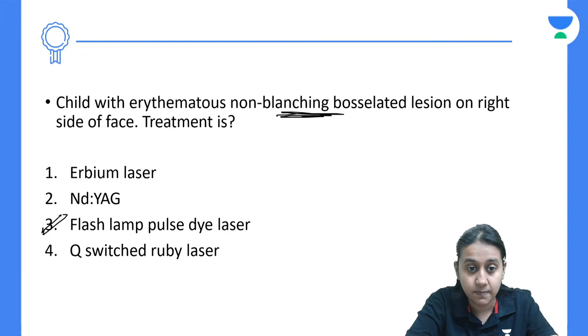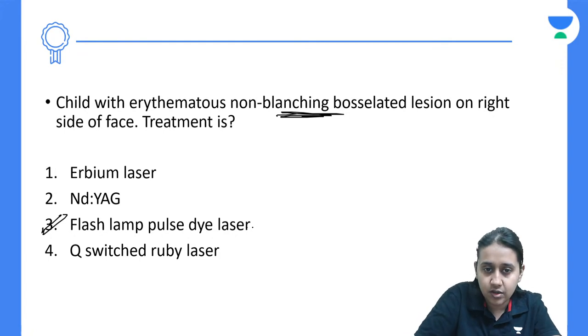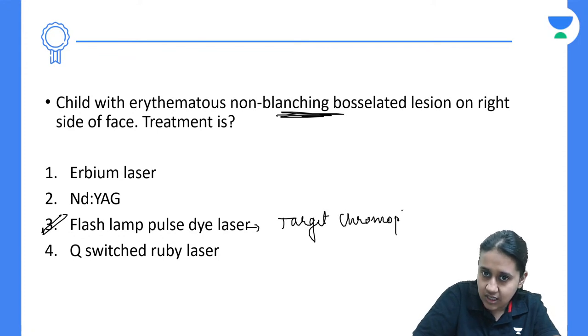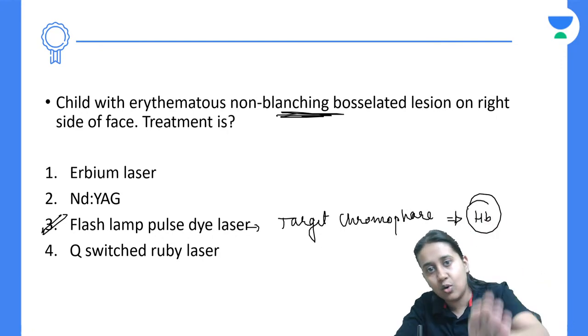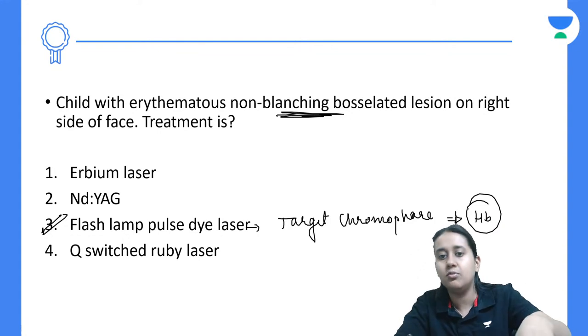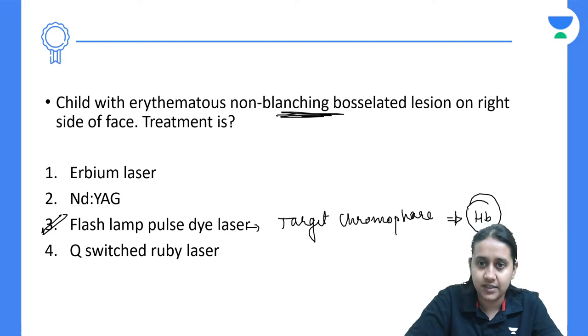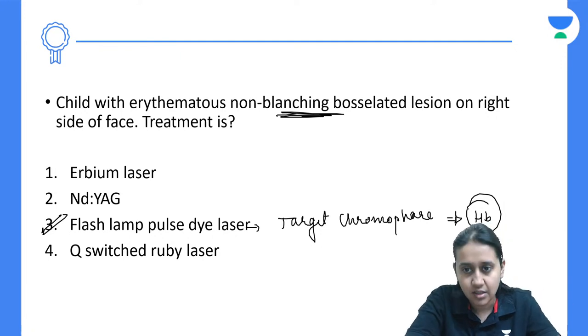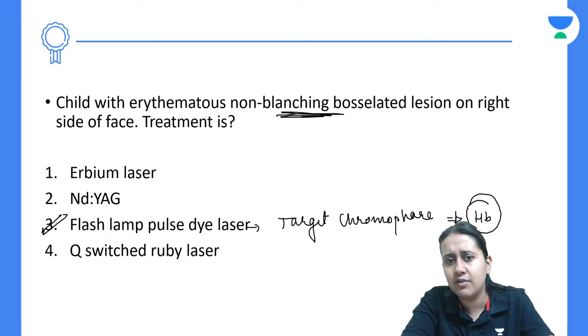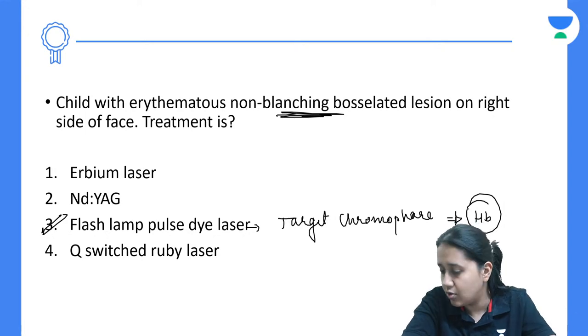a pulse dye laser. The reason is that for them, the target chromophore, the target antigen, which is known as chromophore, is hemoglobin. So the laser will go and damage hemoglobin. So wherever there is hemoglobin, you will have damage. And we all know that hemoglobin is inside the blood vessel. So it will go and damage the blood vessel, causing inflammation, and ultimately there will be blockage and the vessel will go.